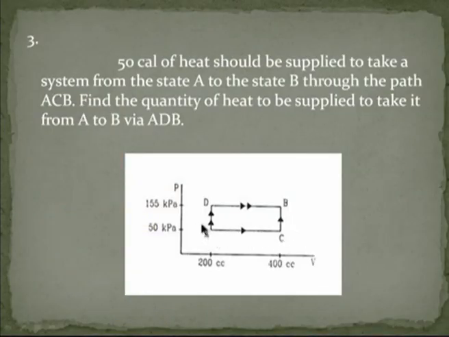If you observe ACB here, the AC process, what process is it? Isobaric process. Here the pressure remains constant. Whereas the BC process, the volume remains constant. It's an isochoric process.